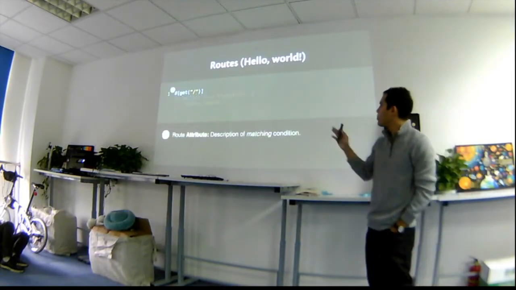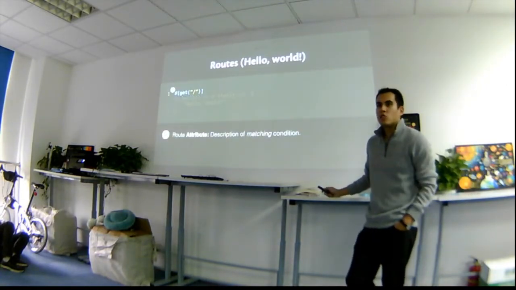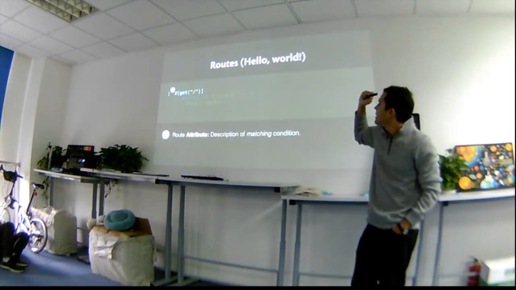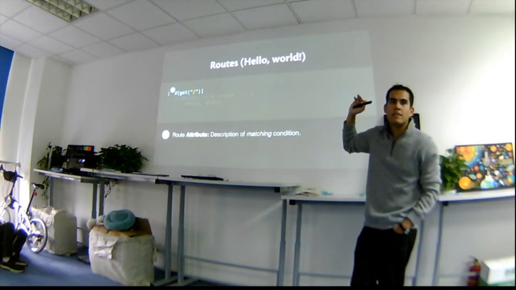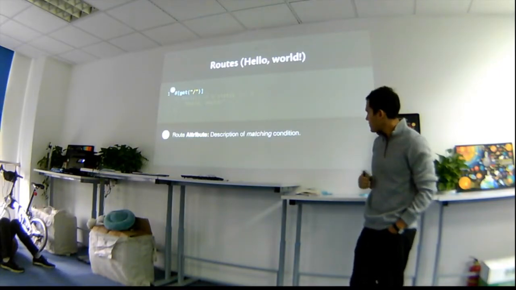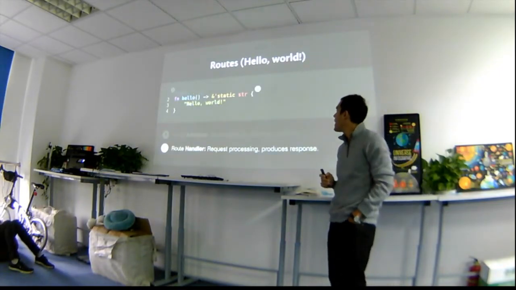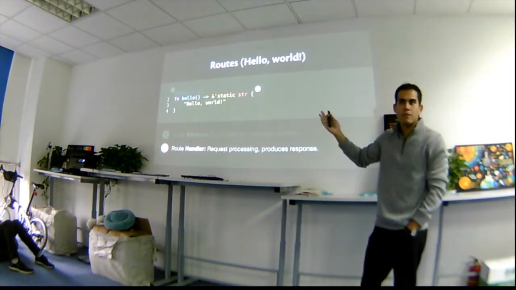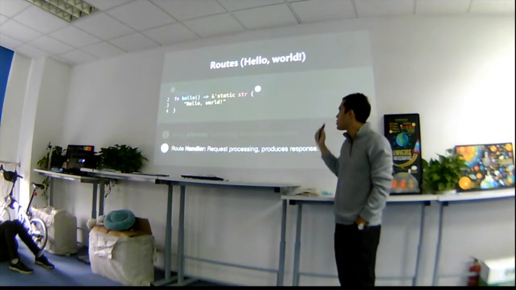Here is the route attribute. Again, it's a description of matching conditions. This one is the simplest we can write. It says, I match all GET requests to the route path. And then down here we have the route handler. And here the input type, there are no input types. And the output is a static string.